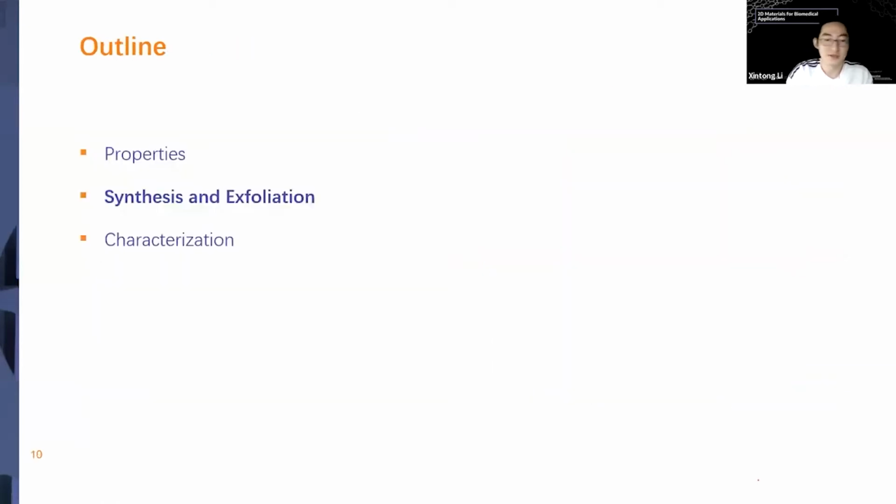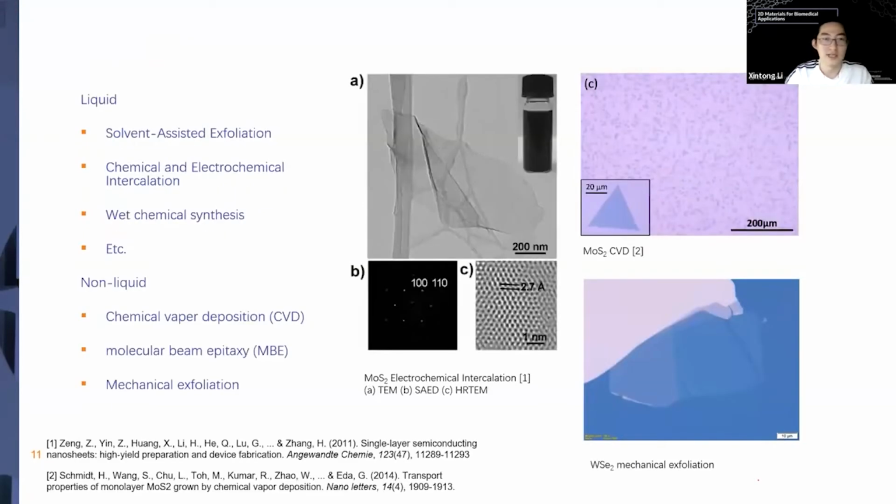Okay, then let's talk about some selected synthesis and exfoliation methods to prepare thin layer TMD. So this slide summarizes some of the major methods that are being used to prepare thin layer TMD, either in liquid phase or non-liquid phase. And the choice of the preparation method really depends on your application, because for example, if you want to do in vivo experiments like drug delivery or in vivo imaging, then probably eventually you want some 2D material suspended in some kind of solution. Then the liquid phase fabrication method is probably better suited.